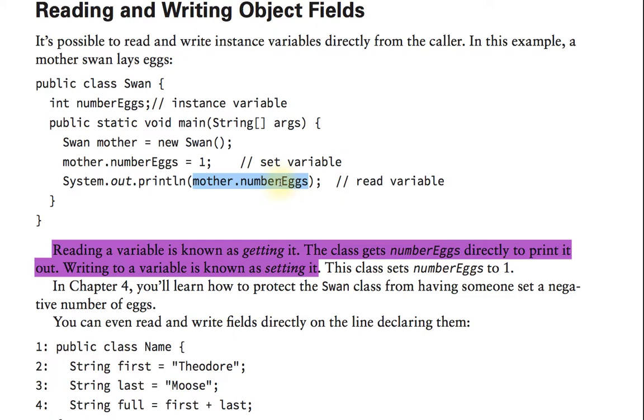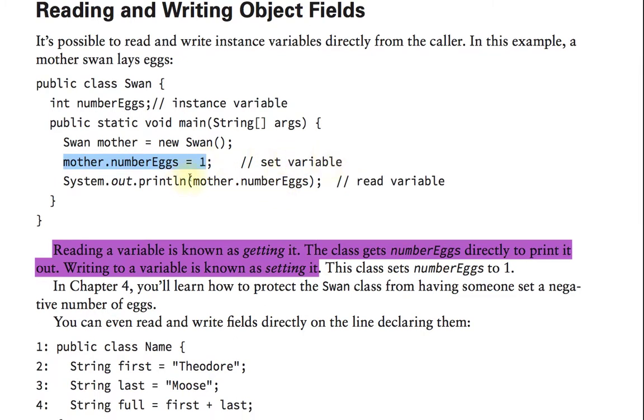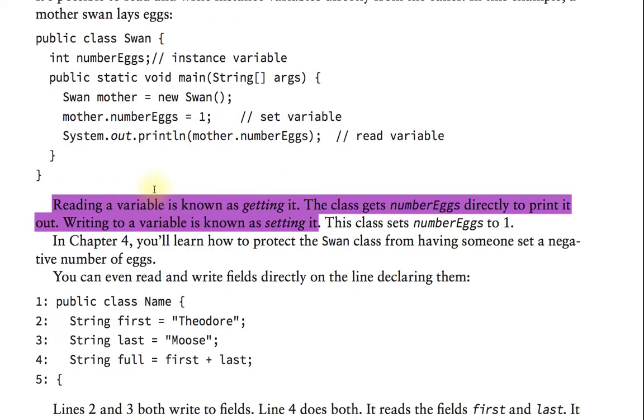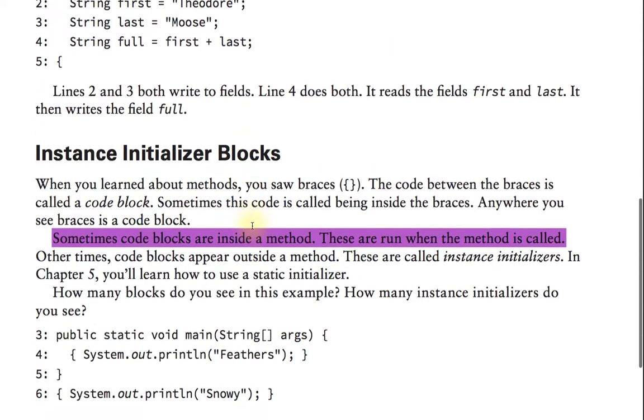So what is this line doing? Here it is setting a value to a variable, and what is this line doing? In this line it's reading this variable and also displaying it. So this is reading. So here we are setting. There are two things, setting and getting. Reading a variable is known as getting it. The class gets numberOfX directly to print it out. Writing to a variable is known as setting it. That's a very small point, no need to get confused.